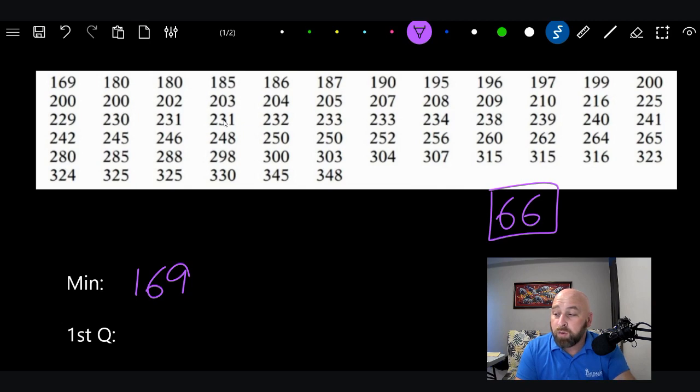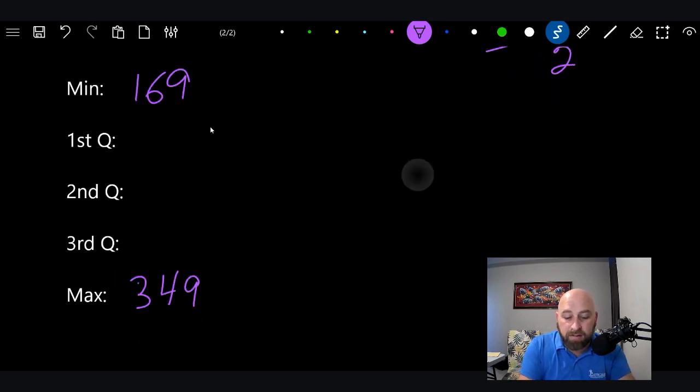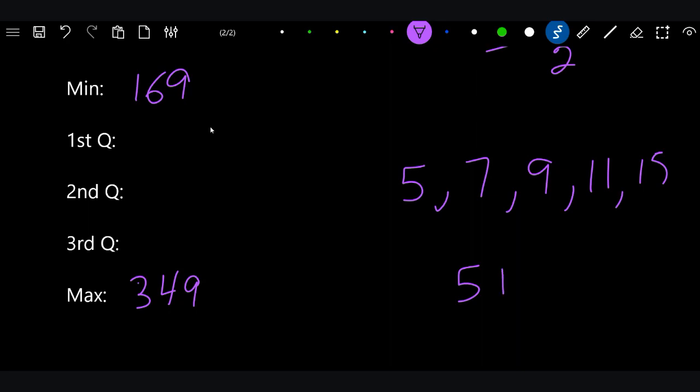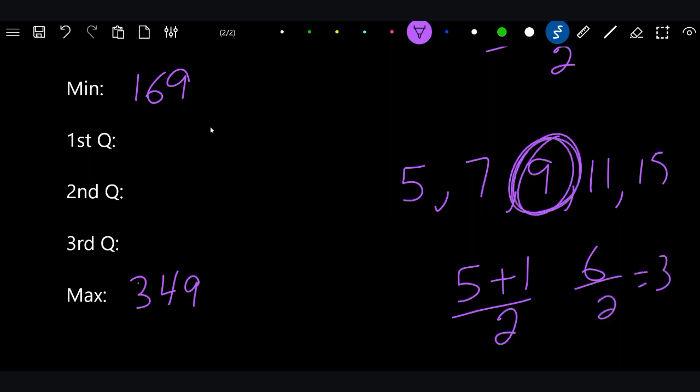So let me show you a way to get to the middle of that 66. If you do 66 plus 1 divided by 2, that will put you in the middle of a set. Let me show you. Let's do a set of 5: 5, 7, 9, 11, and 15. I have 5 numbers, and I do 5 plus 1 divided by 2. 5 plus 1 is 6, divided by 2 is 3. The third number is the middle of that set. That's how to do it, okay?